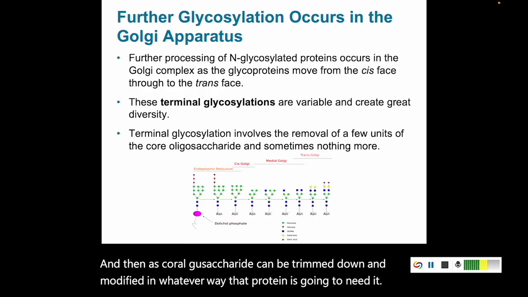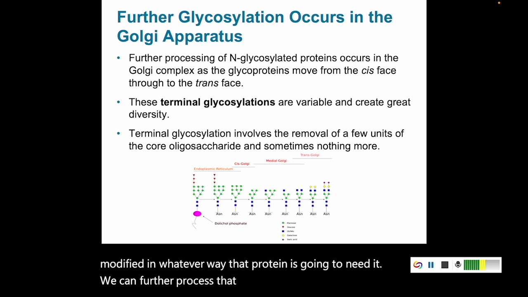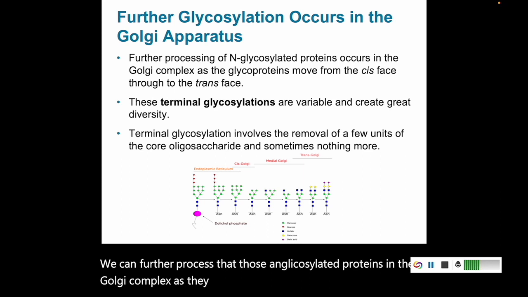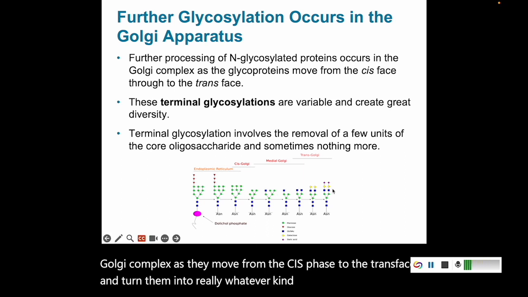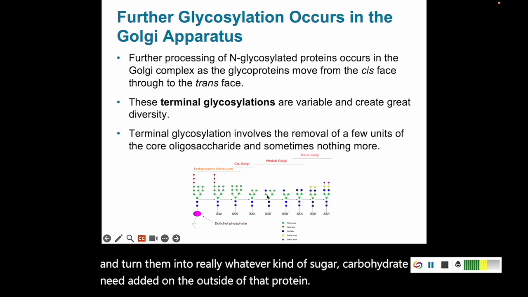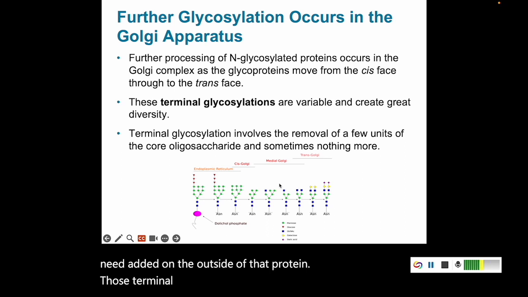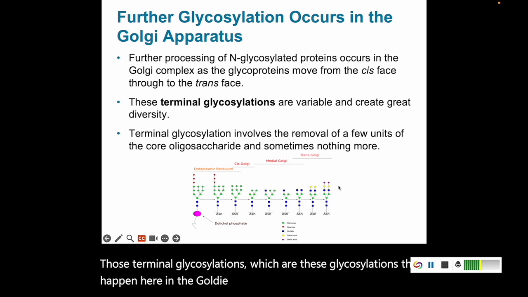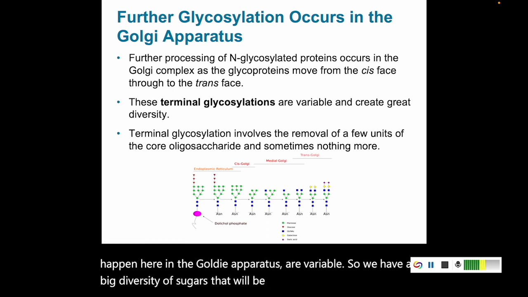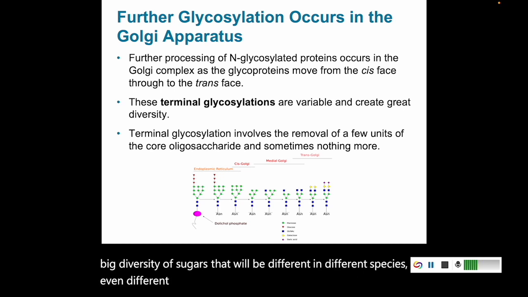We can further process those N-glycosylated proteins in the Golgi complex as they move from the cis face to the trans face and turn them into really whatever kind of sugar carbohydrate we need added on the outside of that protein. Those terminal glycosylations, which are these glycosylations that happen here in the Golgi apparatus, are variable. So we have a big diversity of sugars. They'll be different in different species. Even different people will have different kinds of glycosylations, or different cell types.